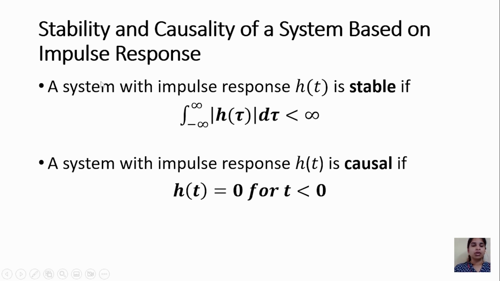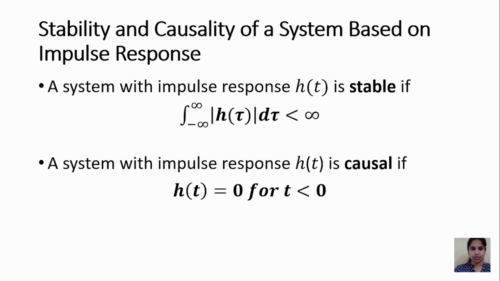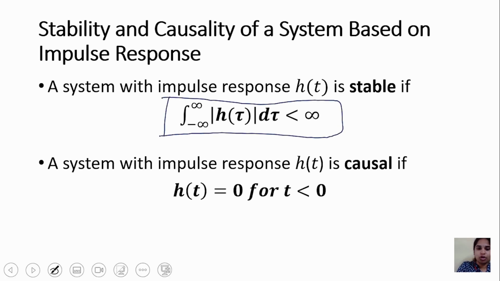To know the stability and causality of a system based on the impulse response: a system with impulse response h of t is stable if the integral from minus infinity to infinity of mod of h of tau d tau is less than infinity. So if I take the integral of the mod of the impulse response and it is less than infinity, then the system is a stable system.